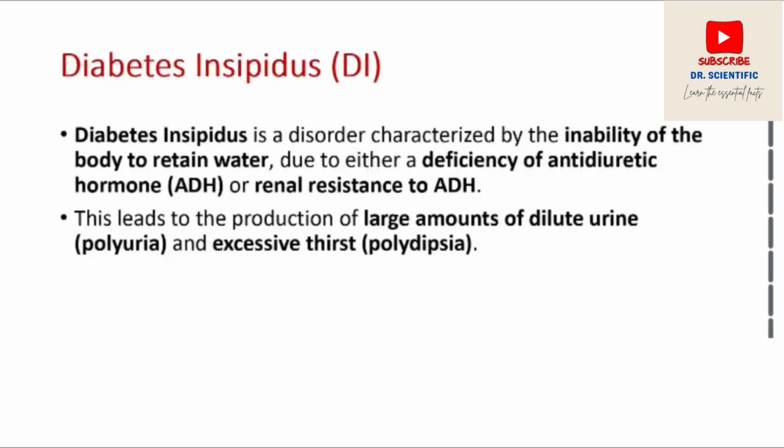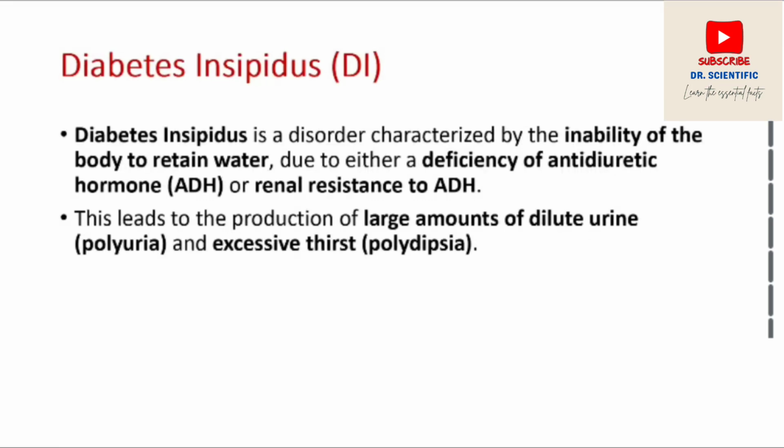Let's move to diabetes insipidus. So there is a disorder that is characterized by inability of the body to retain water due to either a deficiency of ADH or renal resistance. Okay, this DI is simply the opposite of SIADH, because SIADH is overproduction of ADH leading to water retention.